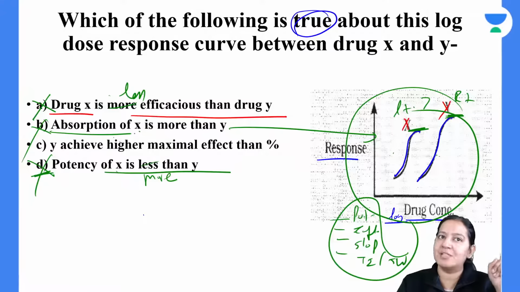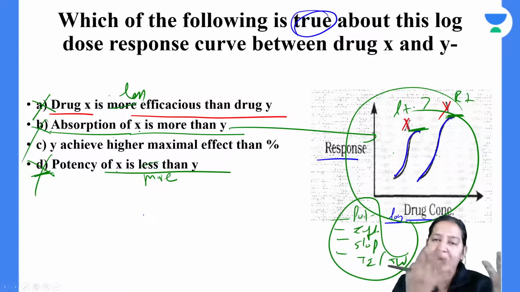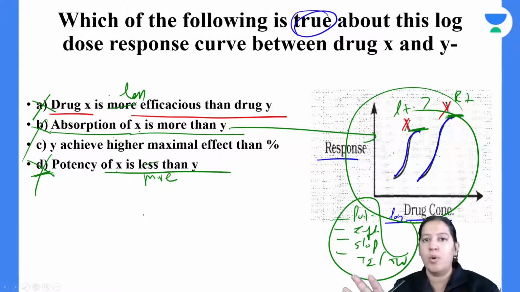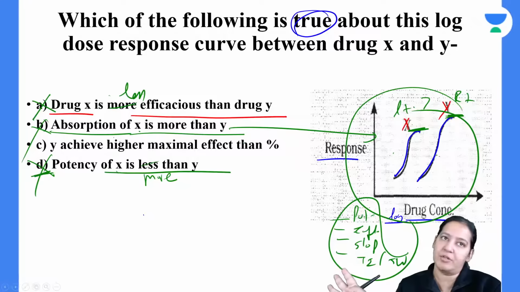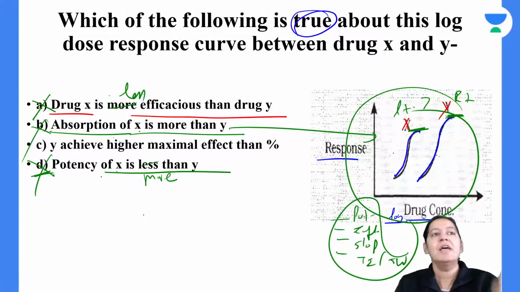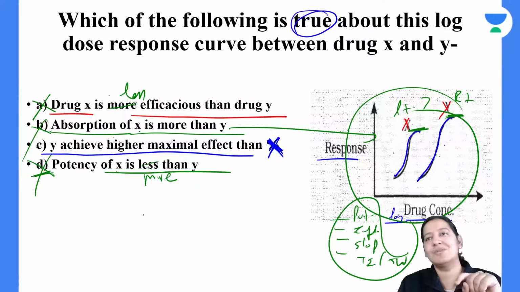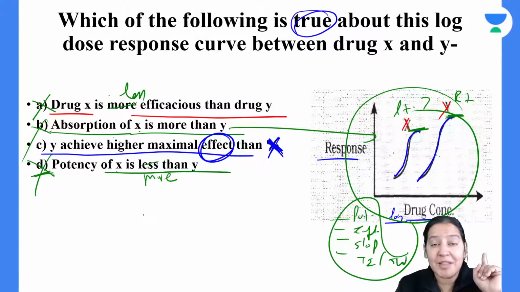Maybe absorption of X is more than Y. Maybe Y is more than X. I don't know. My answer for B is I don't know, whether this statement is right or wrong, because this graph doesn't tell us anything about absorption. Let me come to option C. What is option C? Y achieves a higher maximum effect than X. It is not a percentage, it is X. The X was typed by mistake. Y achieves a higher maximum response than X. Now see, effect means effectivity. So the effectivity of Y is more than X.